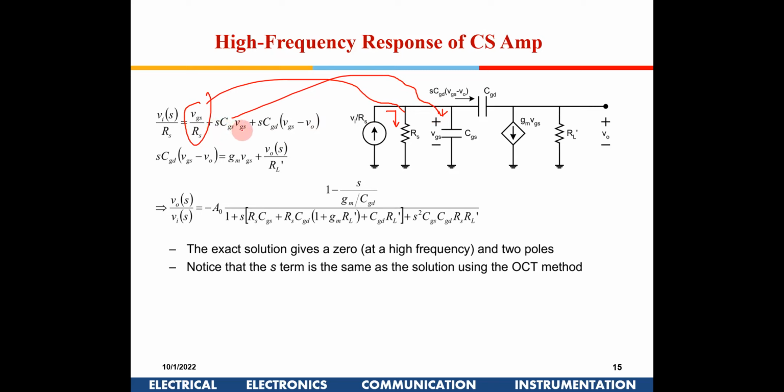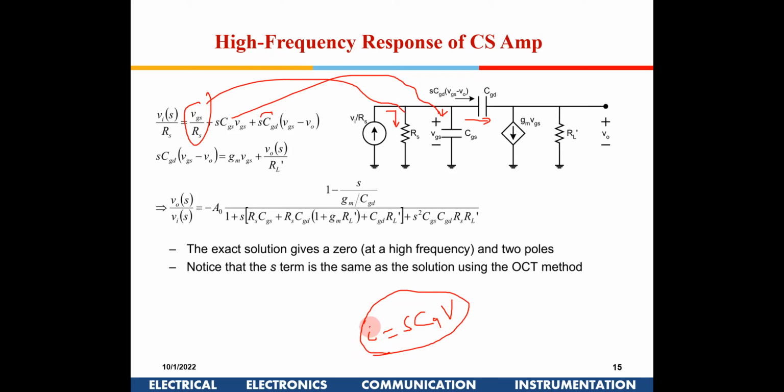Plus the current through CGS, because the current in the capacitor is what? S into CGS into VGS. So this is the current which is flowing here, and what is the current which is flowing here? This is VGS and this is V0. So VGS minus V0, that is the voltage across the capacitance, into S into CGD. The current in a capacitor is known, right? You all know this, right? S into C into V. This is the current, right?